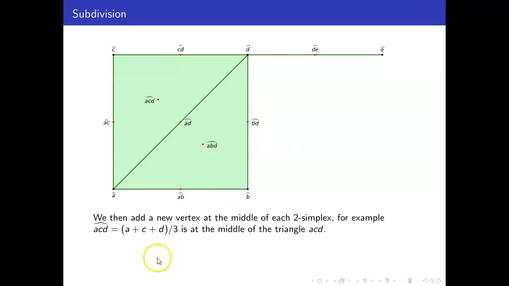And then we also put a new vertex at the middle of each 2-simplex. So here we've got a 2-simplex ACD, and then ACD hat is in the middle there, so that's (A plus C plus D) divided by 3. And notice also we've renamed the vertices. A vertex A, for example, counts as a simplex on its own, and the middle of the simplex A is just A itself, so A hat is the same as A, B hat's the same as B, and so on.